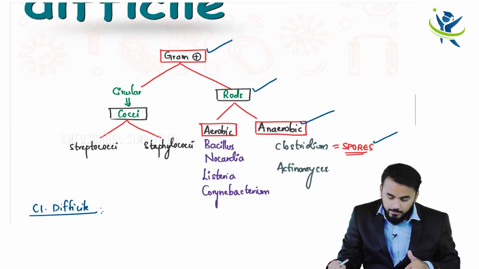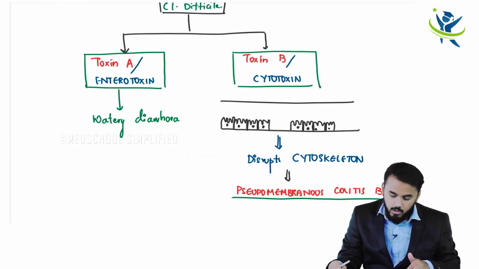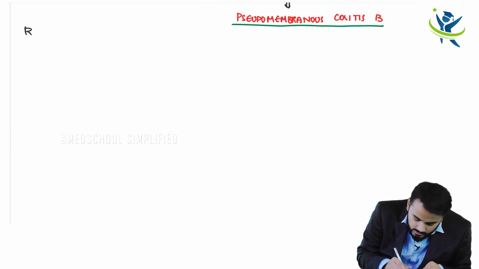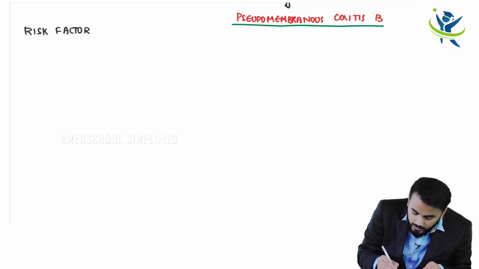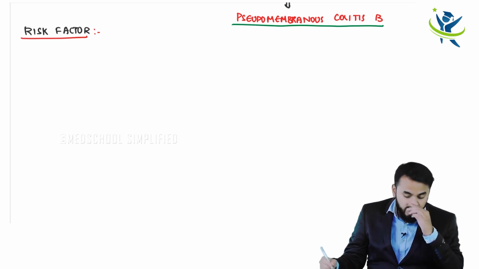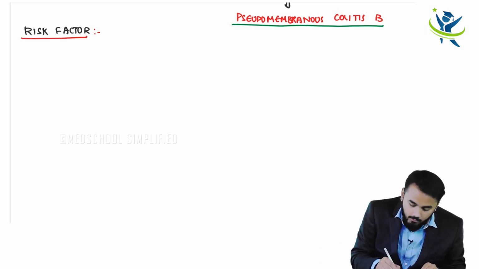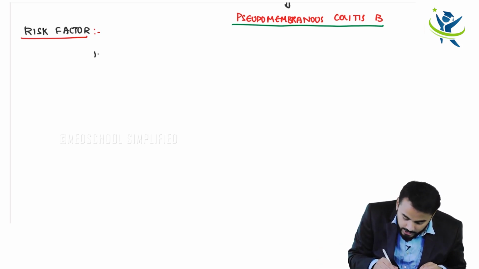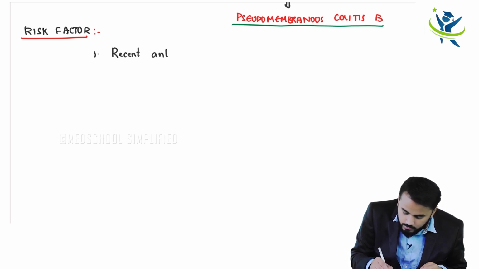Right. So finally, we have discussed enough now. Now what we are going to discuss is the risk factors. What causes Clostridium difficile to show its pathogenicity to us? The first thing, which I have already told you, is if the patient had recent antibiotic use.